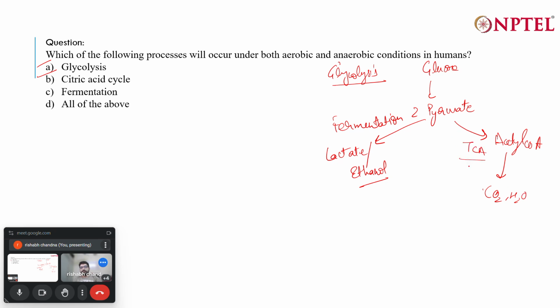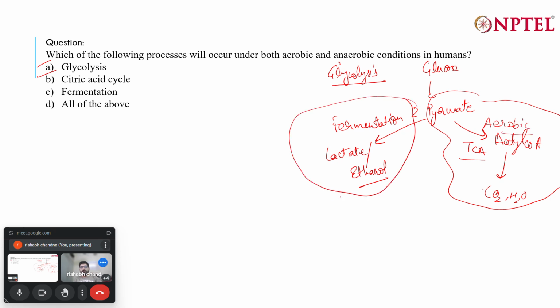Okay, so this part is the aerobic reaction, and this part is the anaerobic reaction. Okay, so when glucose is converted to pyruvate, it is an essential reaction for both anaerobic as well as aerobic conditions. Even if an organism is growing in absence of oxygen and it can do fermentation, then glycolysis will happen and fermentation will happen.